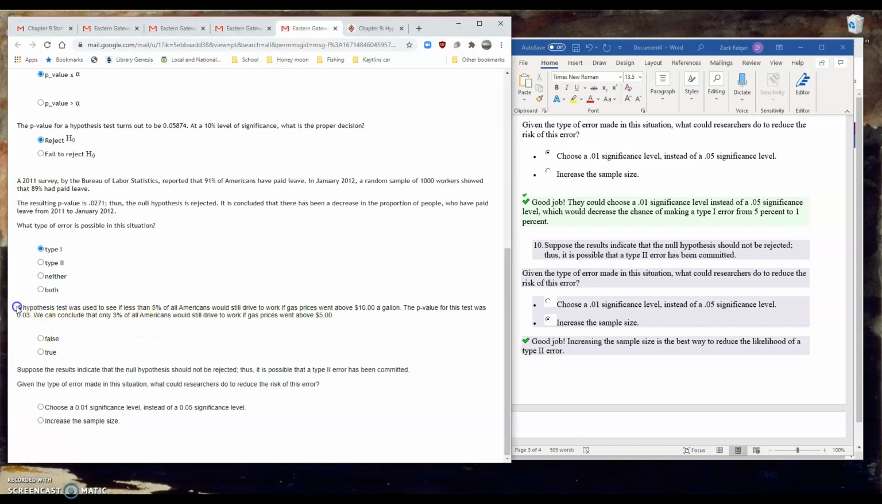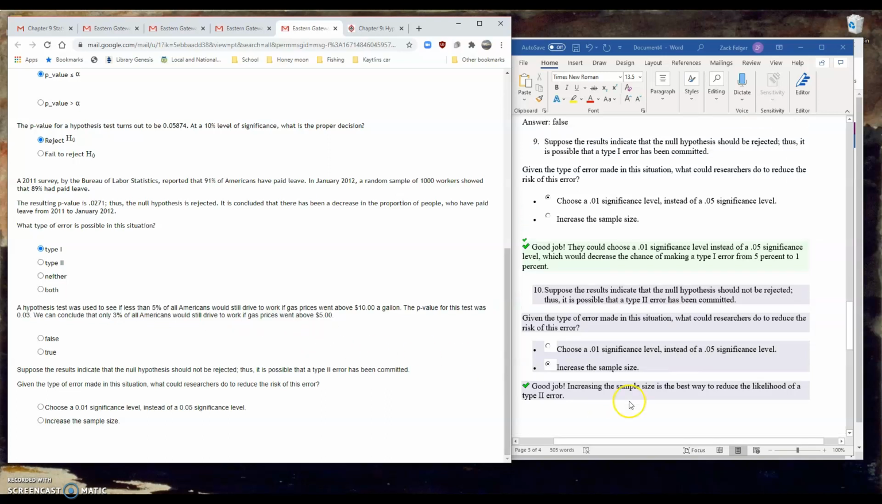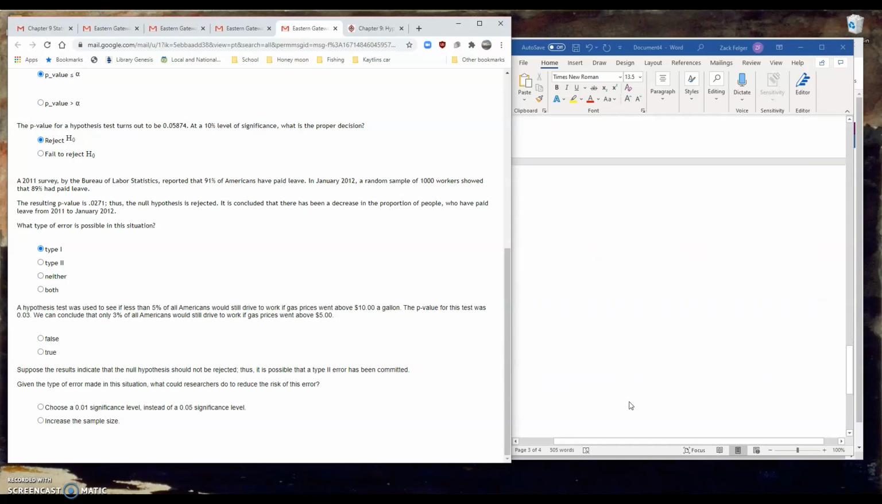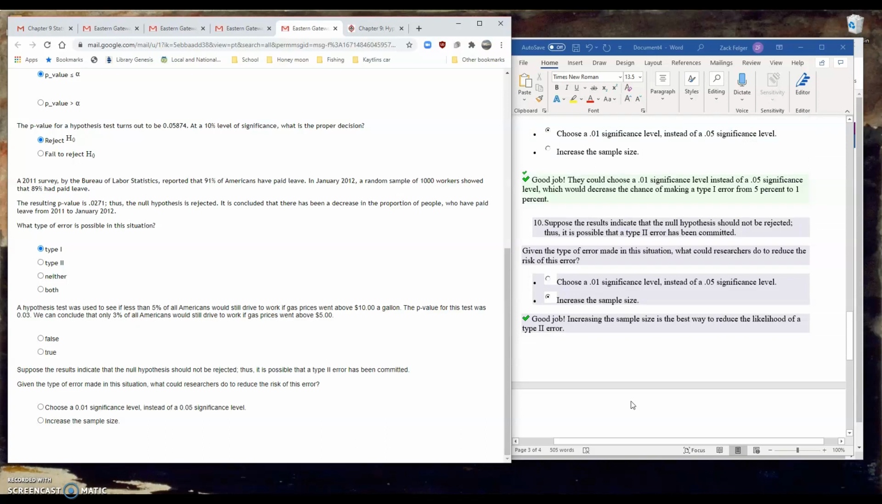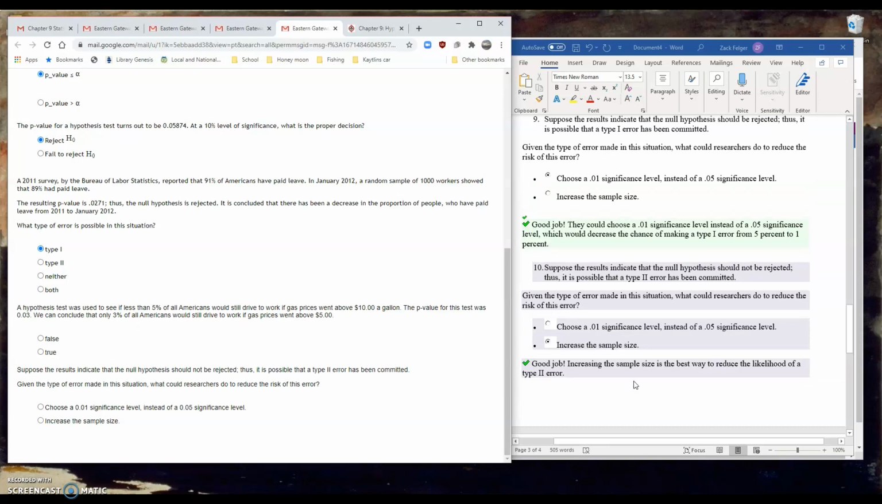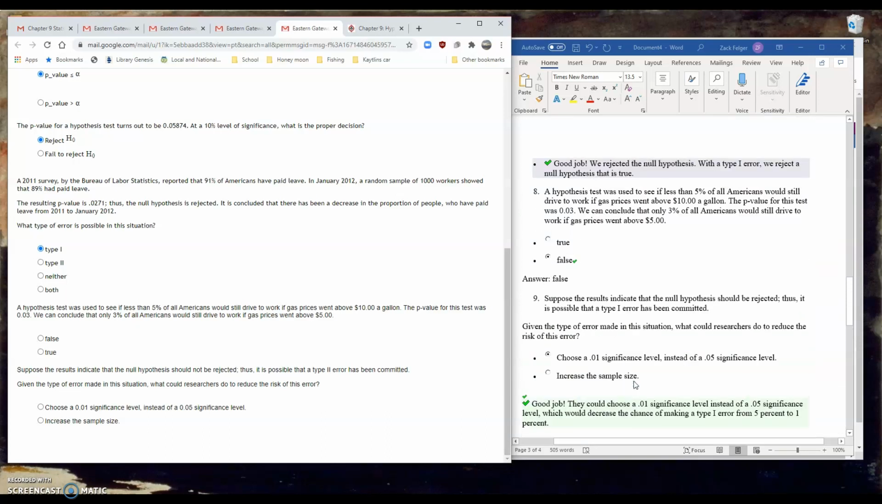Let's move on here. A hypothesis test was used to see if less than 5% of all Americans would still drive to work if gas prices went above $10 a gallon. The p-value for this test was 0.03. We can conclude that 3% of all Americans would drive to work if gas prices went above $5. So in this instance here, it's going to be false.